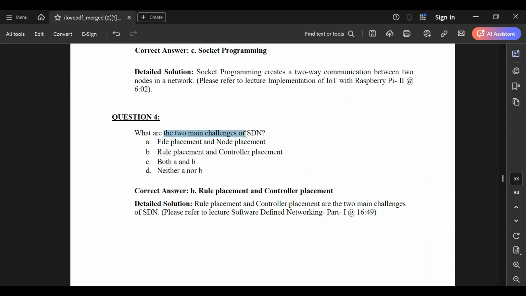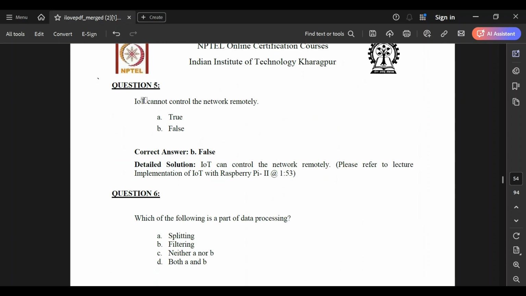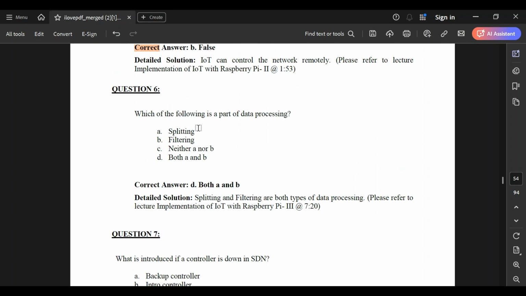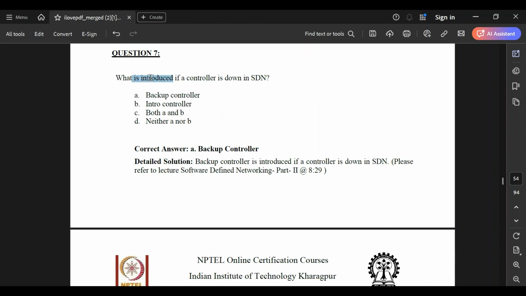What are the two main challenges of SDN? This is rule placement and controller placement. IoT cannot control the network remotely. This is absurd, so it is false. Which of the following is a part of data processing? Both A and B are there: splitting is there, filtering is there. What is introduced if a controller is down in SDN? So a backup controller is there.